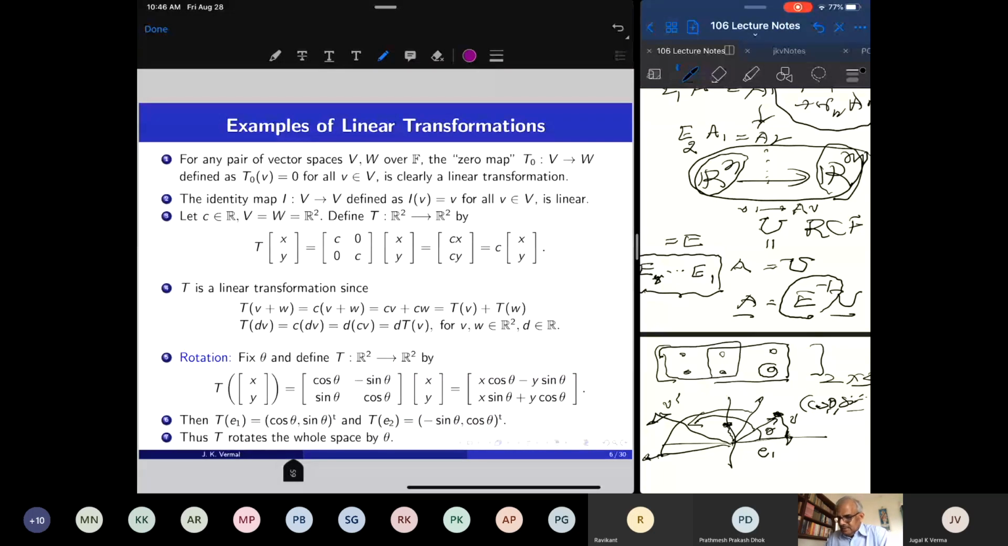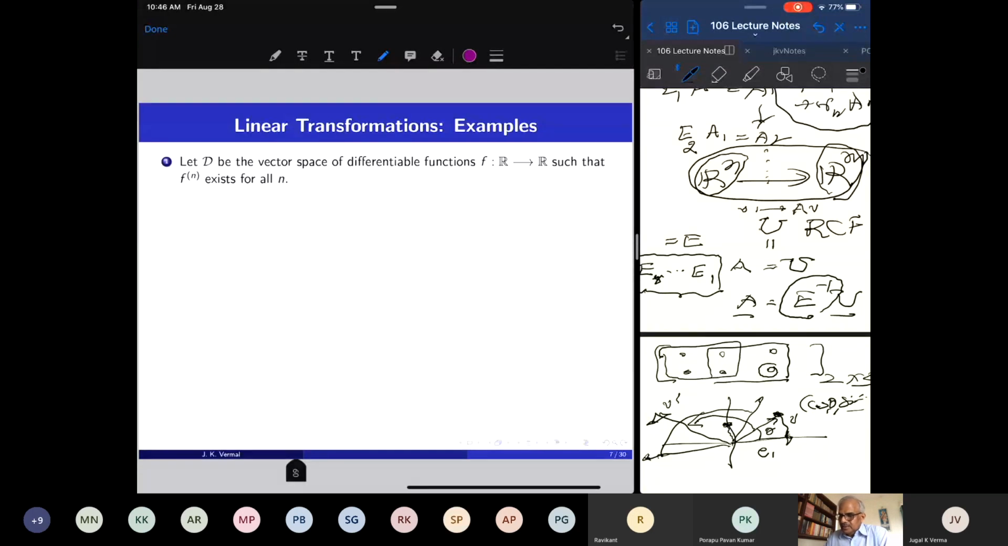So rotation is a linear transformation. Then you have come across differentiation in calculus. Let us see how differentiation is also a linear transformation. Look at all the functions which are differentiable to any order, infinitely often differentiable functions like cosine x, sine x, or the exponential function. So take the space of all functions which have derivatives of every possible order. These functions constitute an infinite dimensional vector space.